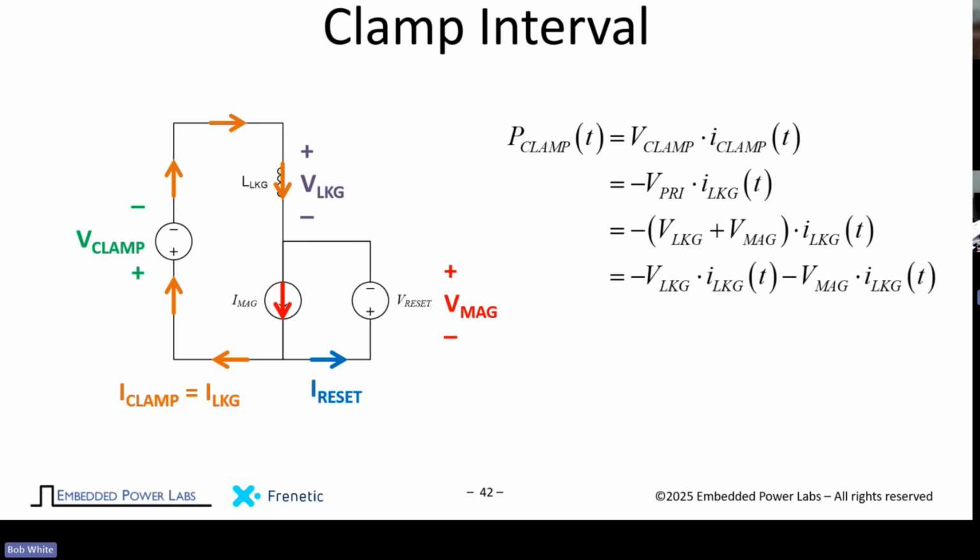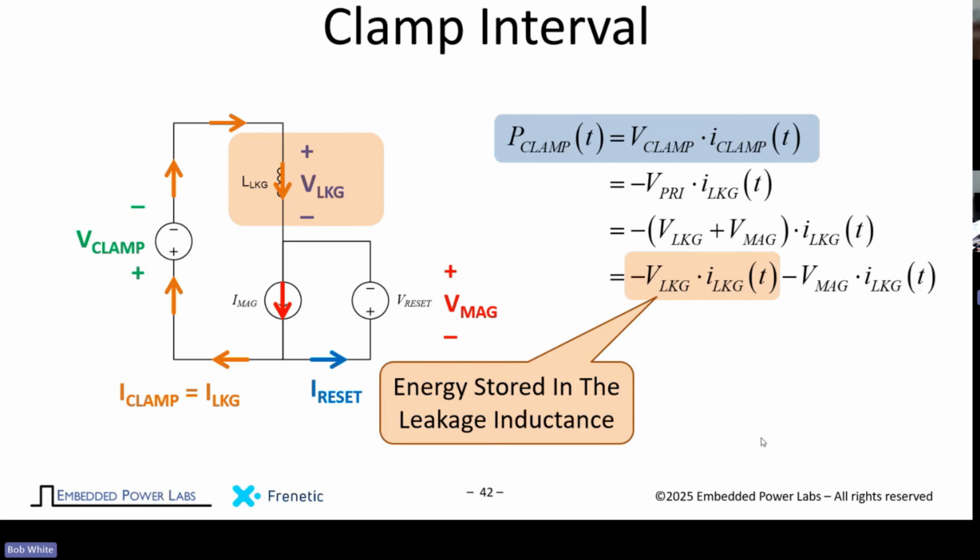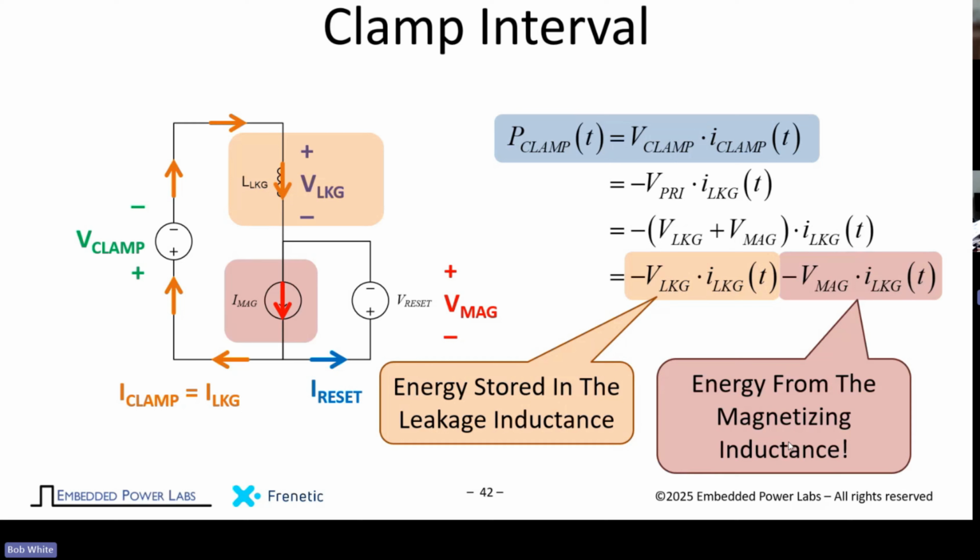And so we can look at the power that's going into the clamp, the voltage times the clamp current. Well, the clamp current is just equal to the leakage current. It's actually a negative power out of this. It's positive power into the clamp. And we will see that the power that's going into the clamp is power out of the leakage. The leakage inductance is delivering power to the clamp, but so is the magnetizing inductance.